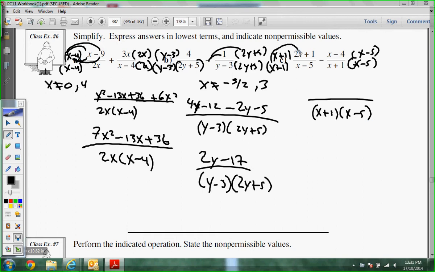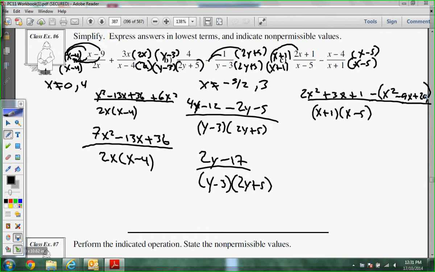So I'm going to get 2x squared. I'm going to get 1x, 2x, I'm going to get 3x, and 1. And then we have minus all this stuff. X squared minus 4 minus 5 minus 9x plus 20.